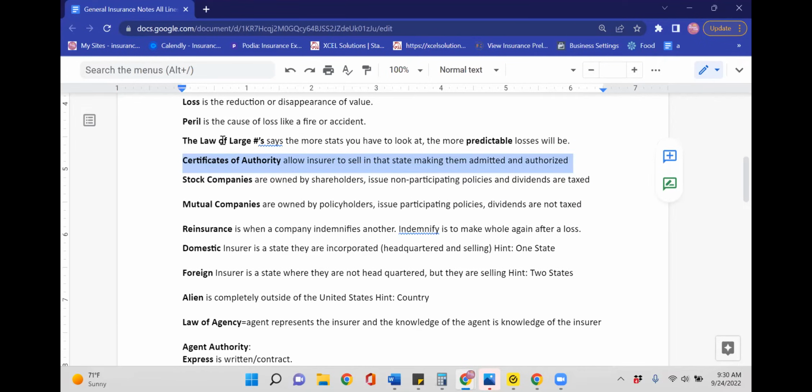Okay. All right. We talked about stock and mutual. These are the most important bullet points. So we said stock is owned by shareholders, issues non-participating policies, and dividends are taxed. Mutual companies are owned by policyholders. They issue participating policies. Dividends are not taxed.